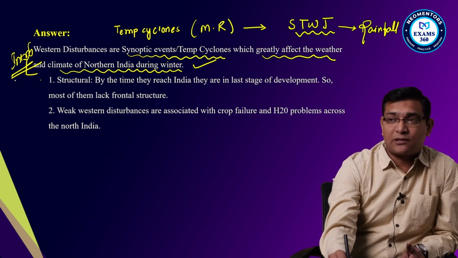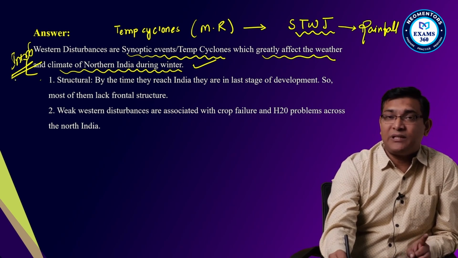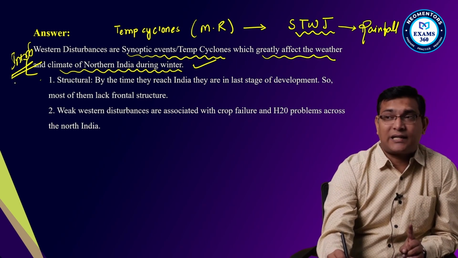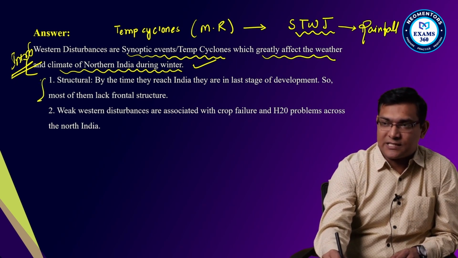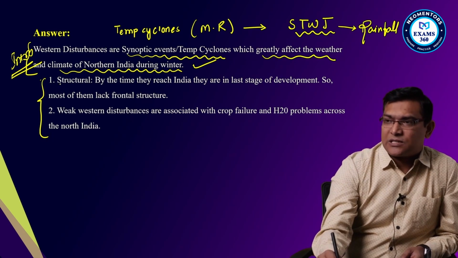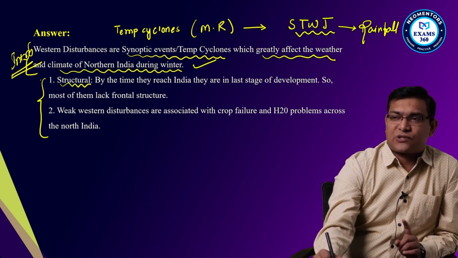Now what is the question? The question is: examine the characteristics and distribution. Now we have to write the characteristics. Characteristics of what? Characteristics of western disturbances, right? So what are the characteristics? See, first is the structural character.